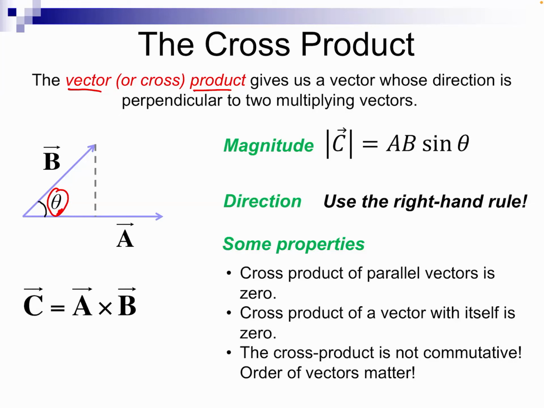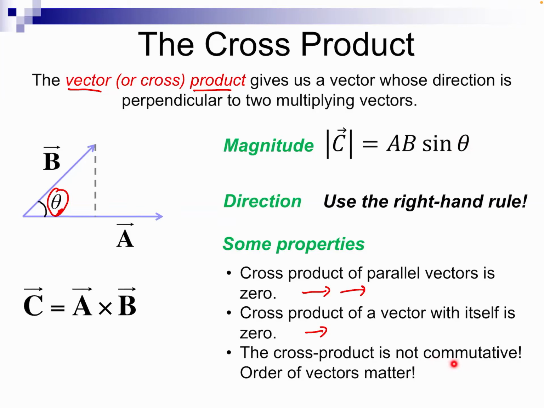You probably already know this: the cross product of two parallel vectors is equal to 0, because the angle between them is 0, and sine 0 is equal to 0. And the cross product of a vector by itself is 0, using the same argument: if you're crossing the vector by itself, the angle will be 0 and sine 0 is 0.